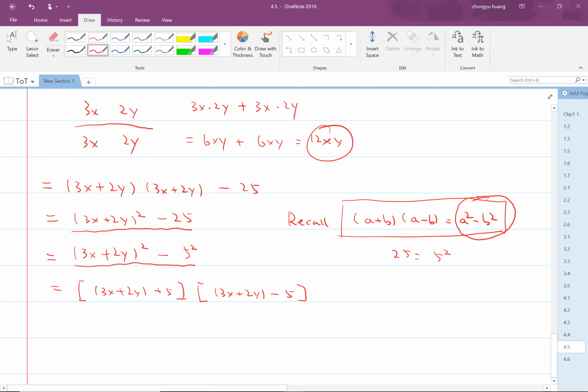As I said, you guys get it, right? Now after we apply the property, we basically have a bigger bracket, 3x plus 2y plus 5, and then 3x plus 2y bracket minus 5. That's what we got.